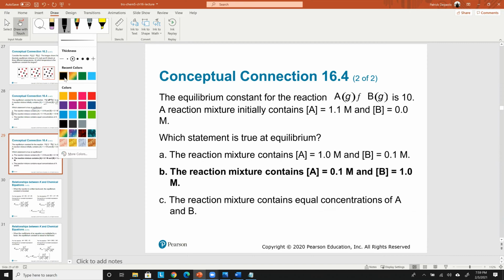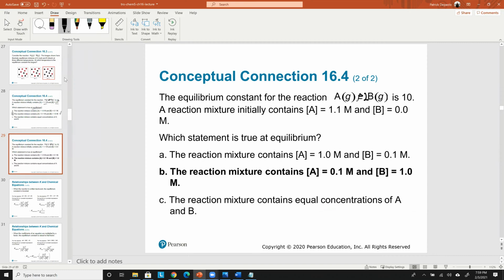But let's say the reaction was 2B, right? And it was still 10. That means B squared over A has to equal 10. In that case, B is not 10 times A. But the ratio is still heavily towards the products. So the ratio of 10 is only the case because we don't have any coefficients here. Once we have coefficients and the exponents come into play, that changes everything a little bit. But the same principle applies where if you have K larger than 1, then you have an equilibrium more towards the products. All right, that makes sense. Thank you.